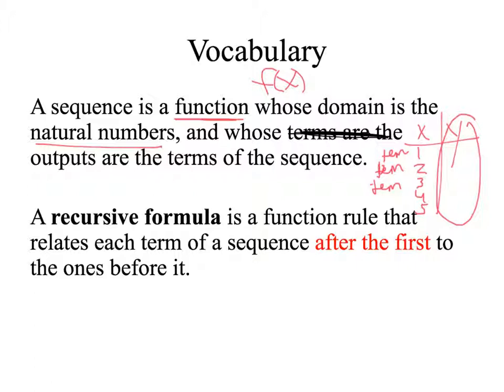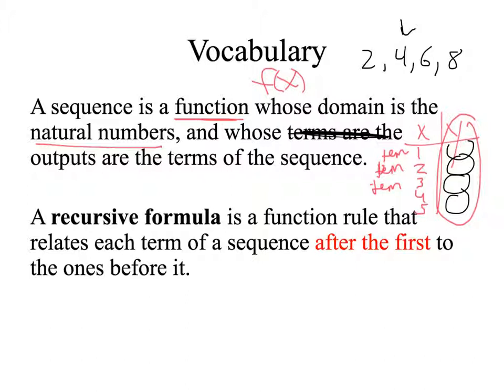Okay, so a sequence is a function whose domain is the natural numbers. That would just be 1, 2, 3, 4, 5. And whose outputs are the terms of the sequence. So just like we had before, we had a sequence. Those are going to be right here. Okay, but instead of writing the numbers just like 2, 4, 6, 8, we're going to have some kind of formula of how we're getting those numbers. Okay, so we're plugging something in, and 2 is coming out. We're plugging something in, and 4 is coming out. That's why it's a function.